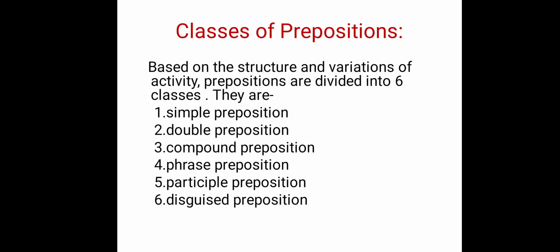These prepositions are basically not used directly in a sentence. For example, it is 6 o'clock. O is a disguised preposition here. In this sentence, O refers to off.